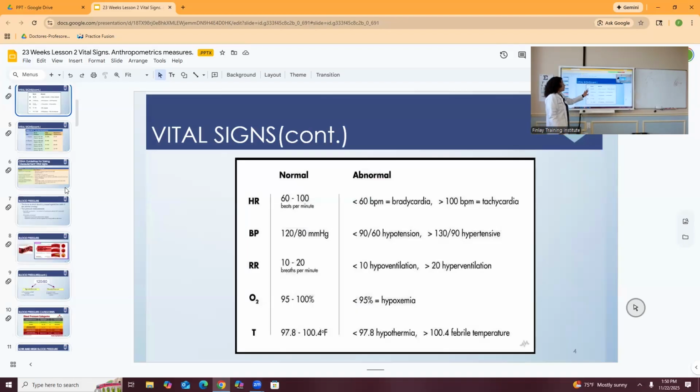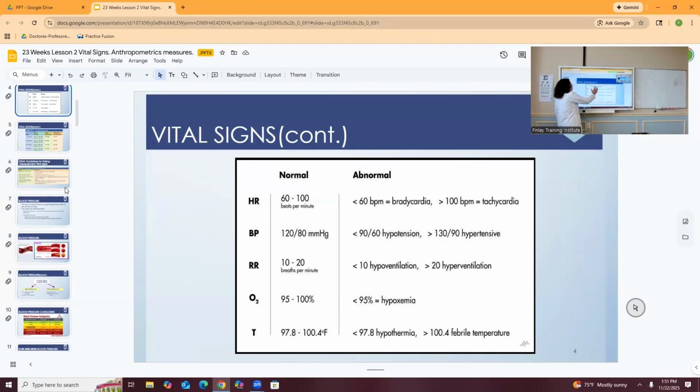The heart rate is going to be normal from 60 to 100 beats per minute. Beats per minute. So that means that you have to count how many times you feel the pulse in the patient for a period of a minute, okay?